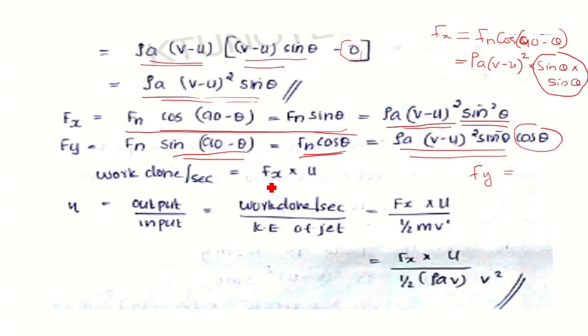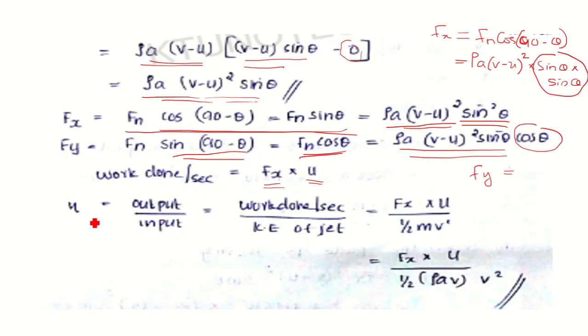Now, work done per second. Work done per second will be calculated if there is any displacement in the x direction due to the force in the x direction. In the x direction the force will be F of x, and the displacement in that direction is given by the velocity term, which is meter per second. So F of x into u gives the work done per second in the direction of the jet.